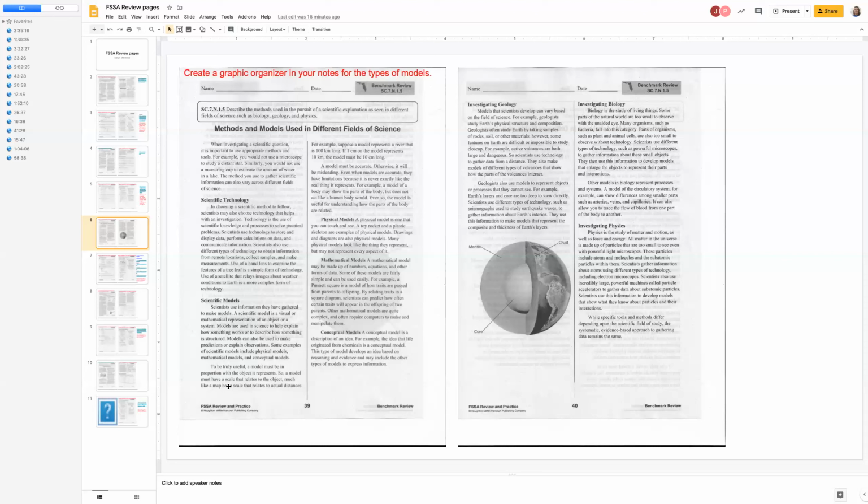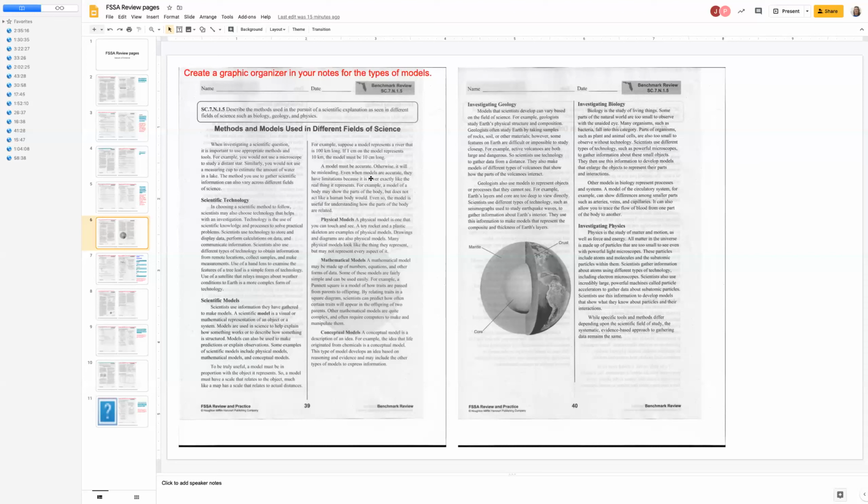To be truly useful, a model must be in proportion with the object it represents. So a model must have a scale that relates to the object, much like a map has a scale that relates to actual distances. For example, suppose a model represents a river that is 100 kilometers long. If 1 centimeter on the model represents 10 kilometers, the model must be 10 centimeters long. A model must be accurate. Otherwise, it will be misleading.